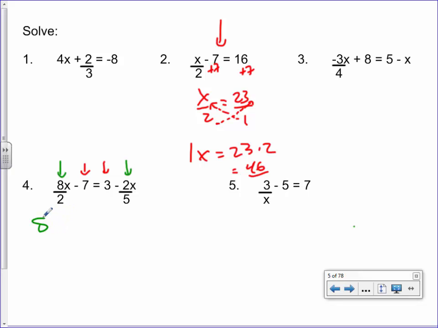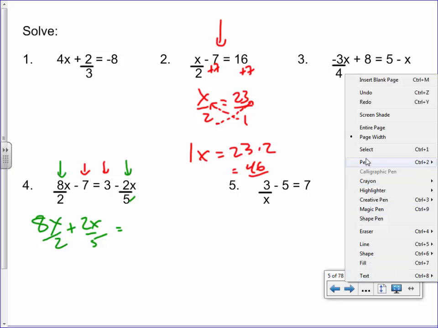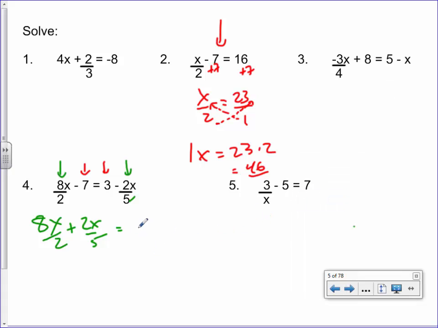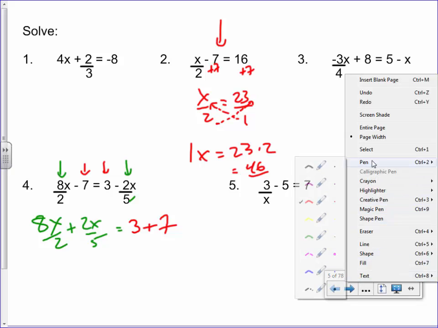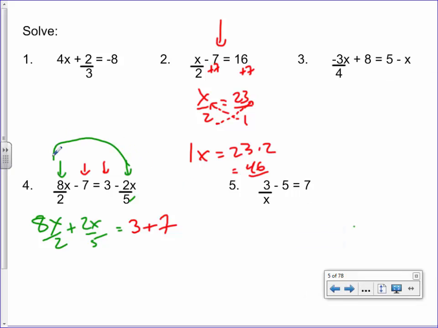Yeah. Okay, so that means you'll have 8x over 2, and then this guy right here, which was minus, you'll have to add 2x over 5. And then for the numbers, you already had a 3 on this side. There was a minus 7 right here, so you'll have to add 7 to the other side. You guys able to follow how I did that? Yeah. So this one went that way, and this one went there.